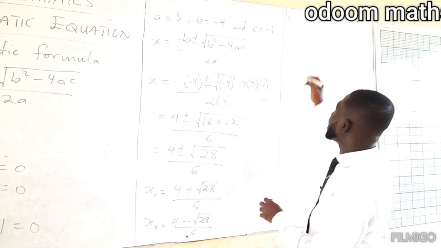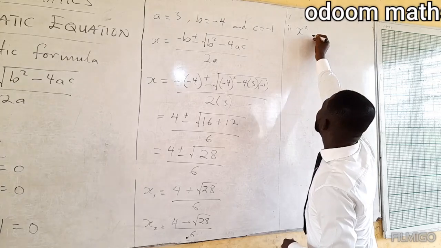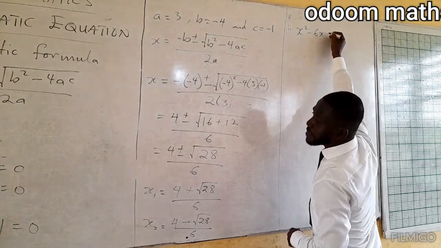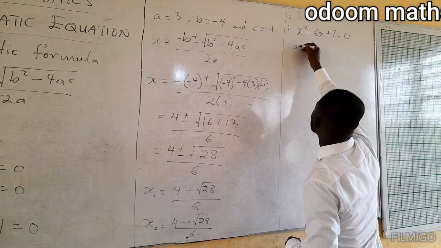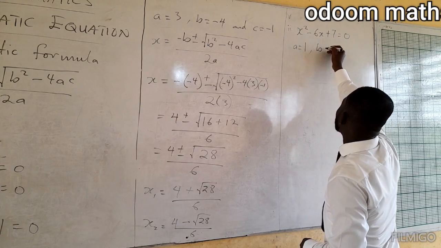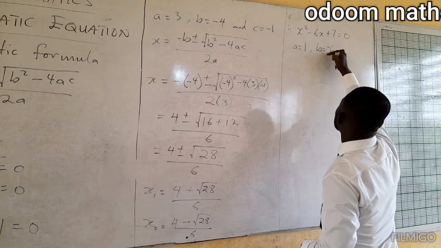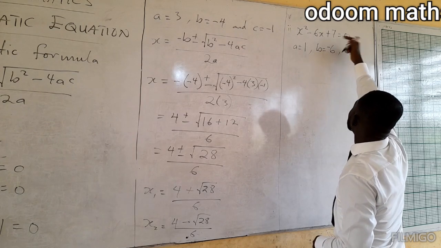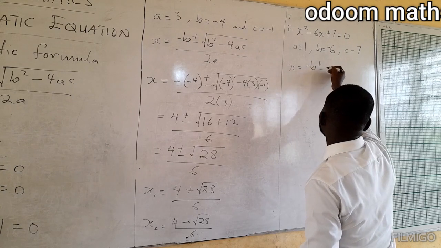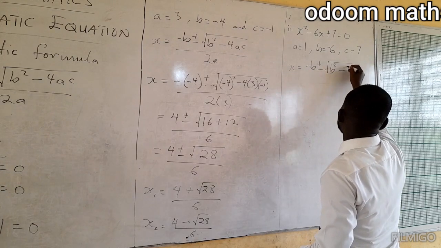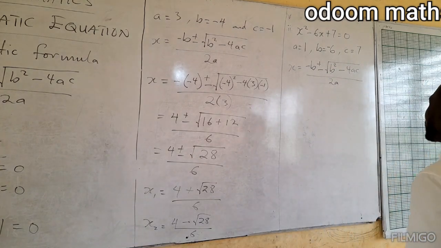So the second example is x squared minus 6x plus 7 equals 0. In the same way, my a is 1, my b is negative 6, and my c is positive 7. So I'm just going to substitute minus b plus or minus square root of b squared minus 4ac, all over 2a.